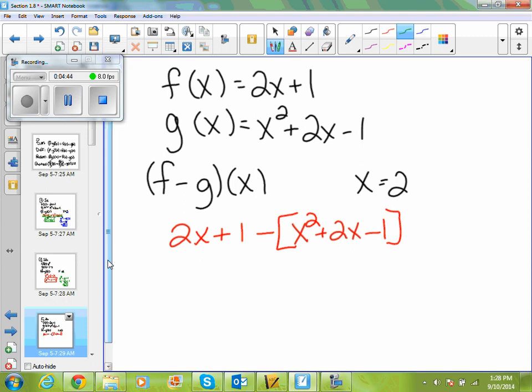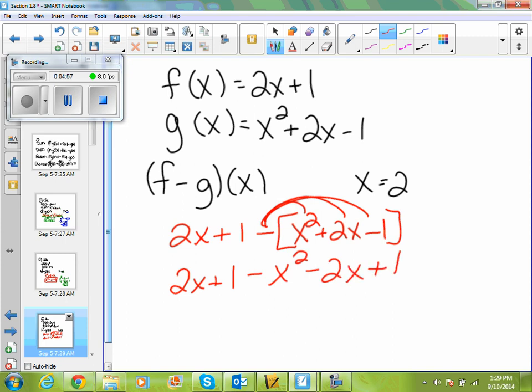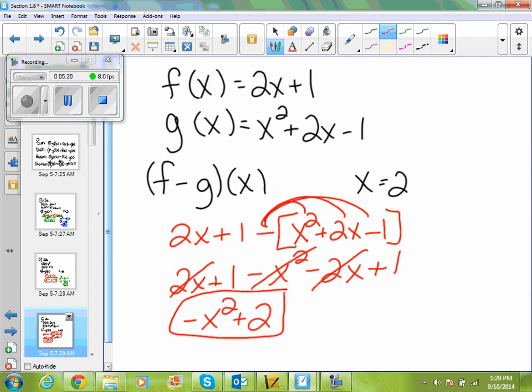So the 2x plus 1 stays the same. I'm going to distribute my minus sign, so minus x squared minus 2x plus 1. Let me just simplify. I'm going to pull my minus x squared to the front. I have 2x minus 2x, so that cancels. 1 plus 1 gives me 2. So my subtraction composite function is negative x squared plus 2.